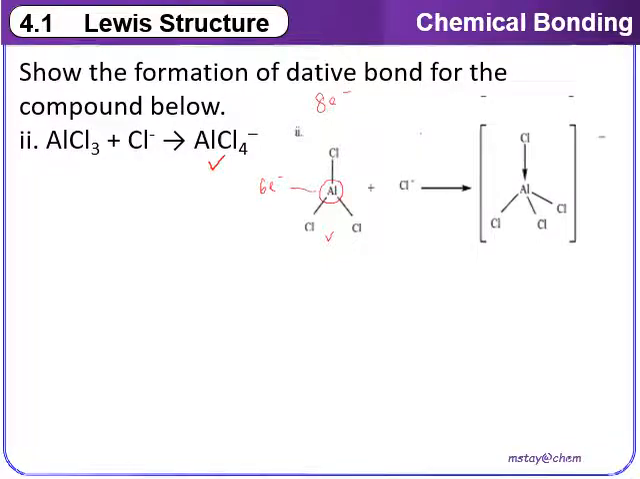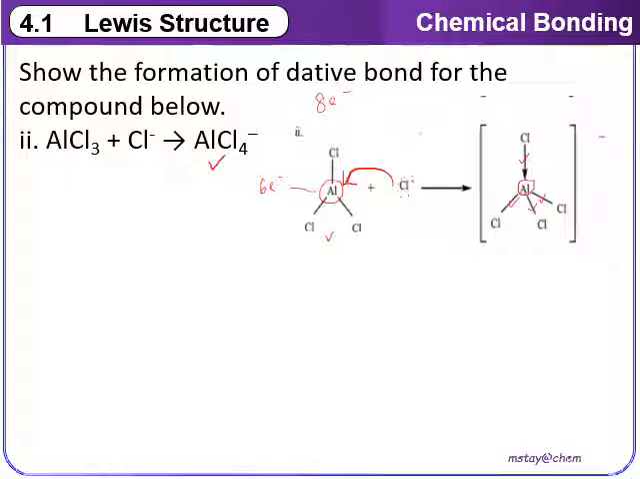Chlorine has 7 valence electrons, but here it is negatively charged, which means that it has already gained 1 electron. So now this chloride ion has 8 electrons, and one pair of electrons from the chloride ion can be contributed and shared with the aluminium, so that in the end aluminium also has 2, 4, 6 and 8 electrons. So this is the formation of the AlCl4 negative.